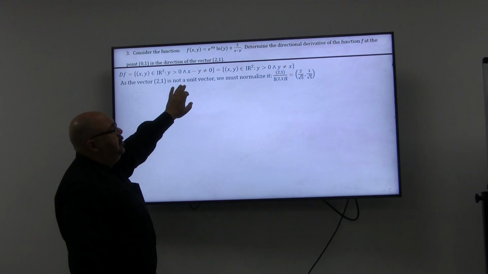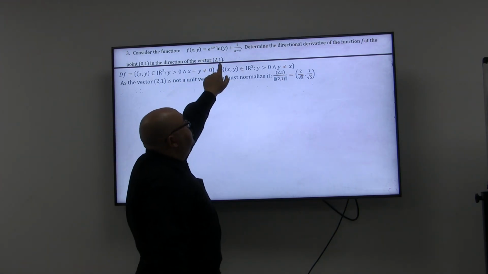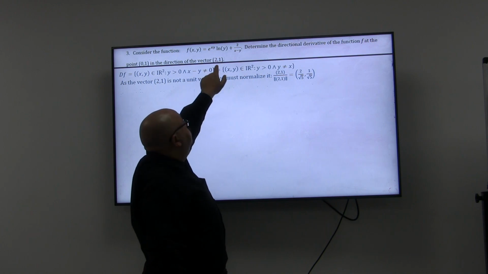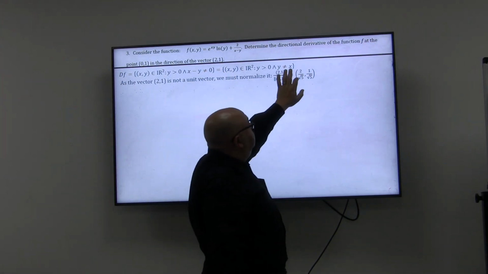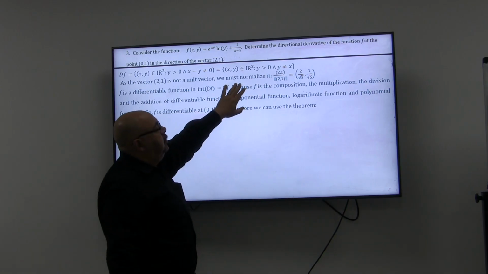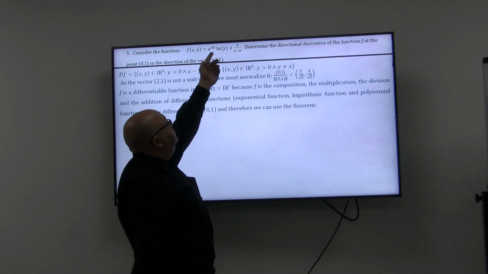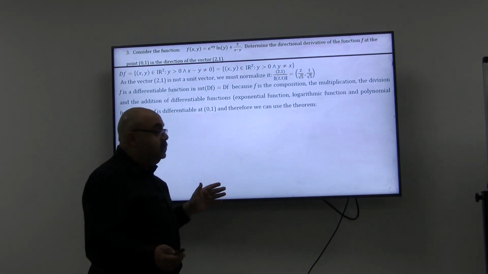I get the unit vector normalized, so I'm dividing 2 and 1 by the magnitude of this vector. So it's 2 to the power of 2, which is 4, 1 to the power of 2 is 1. The sum is equal to 5 under the square root. So it's going to be 2 over root 5, 1 over root 5. Since the function is a multiplication, as you can see, with exponential and logarithmic functions, it is defined and differentiable along its domain.